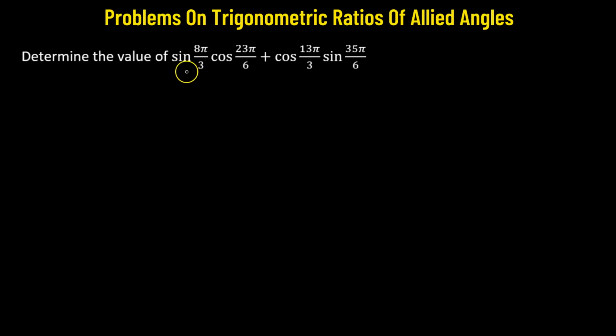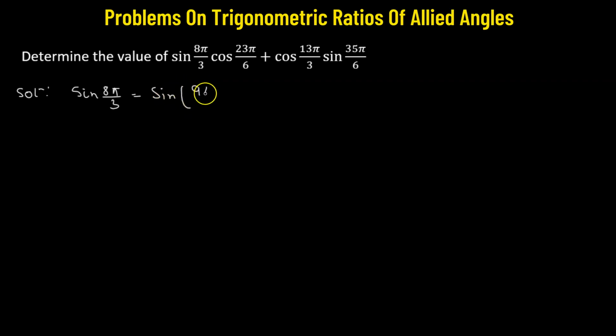In this problem, we need to determine the value of the given trigonometric expression. Let us begin. First, we'll try to find out the value of each of the individual trigonometric ratios. So let us begin with the first one. We have sine 8 pi over 3 radians, which can be also expressed as sine.